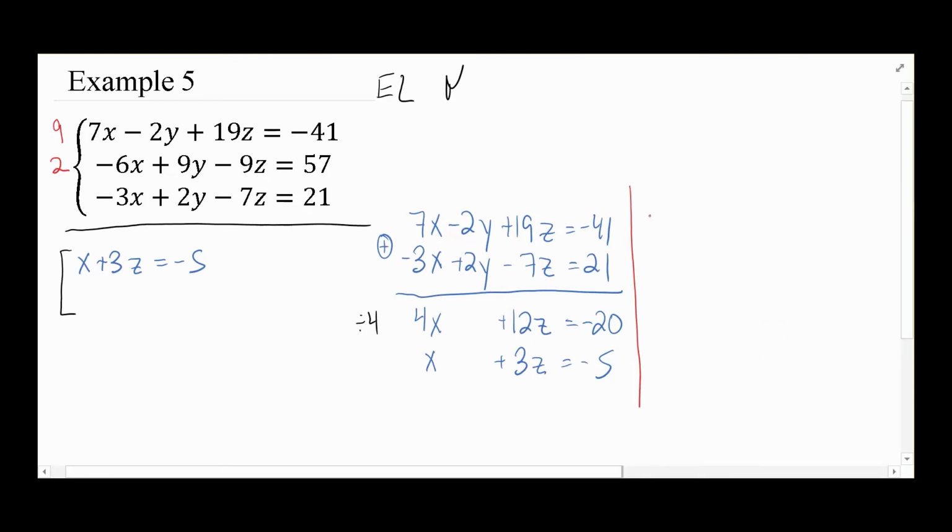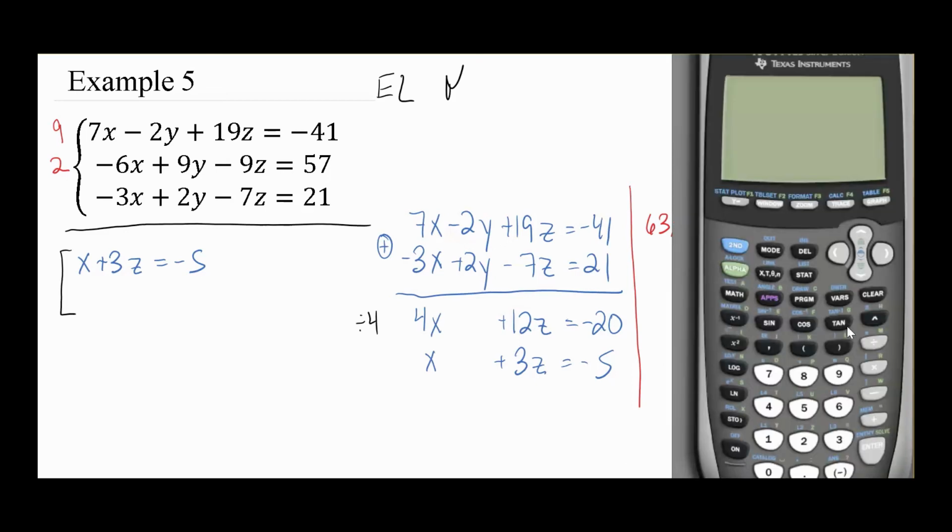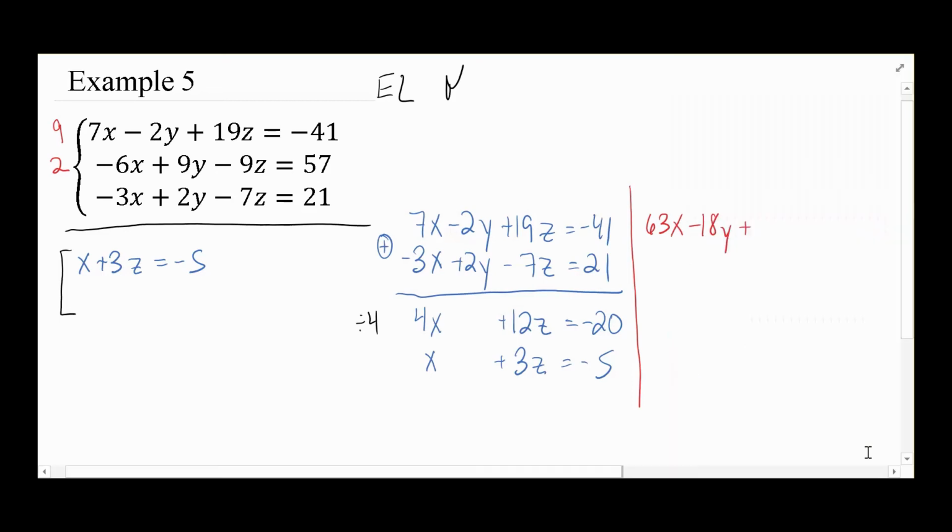That's going to give me 63x minus 18y plus, holy cow, a big number. So let's get out a calculator just to make sure. I don't want to be making mistakes in this video and have to re-record the video. So let's go ahead and look at 19 times 9, 171 there.